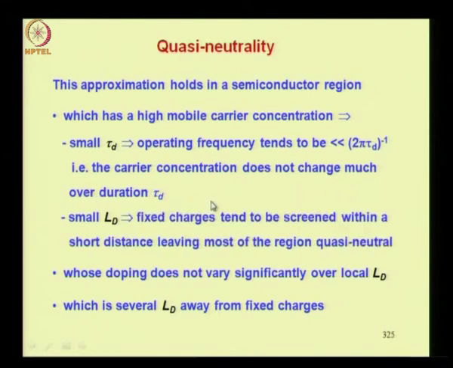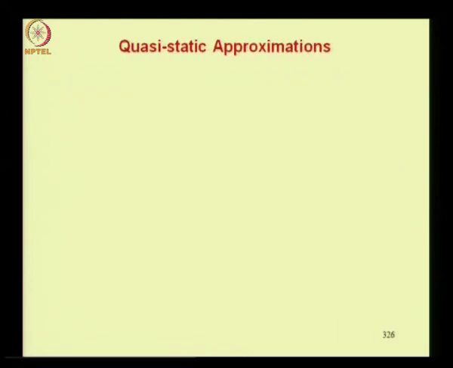Now small LD means fixed charges tend to be screened within a short distance, leaving most of the region quasi neutral, because we have just now seen that if you are several LD away from fixed charge, you are in a quasi neutral region, and if LD is small, this amount by which you need to be away is really very small, so most of the region would be quasi neutral. Let us look at quasi static approximations.